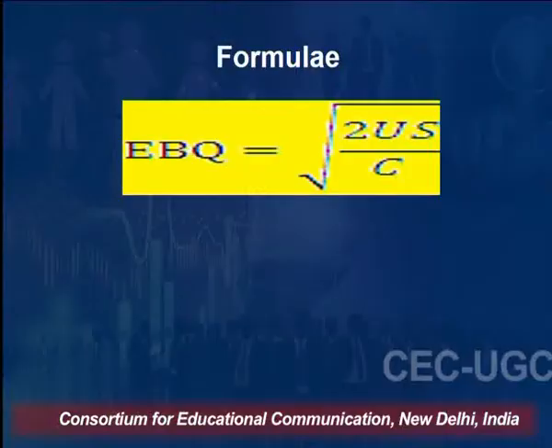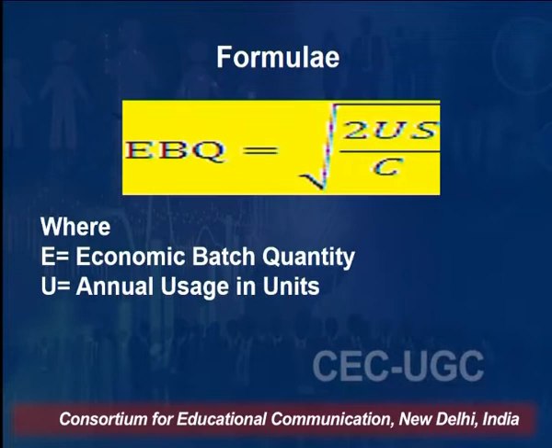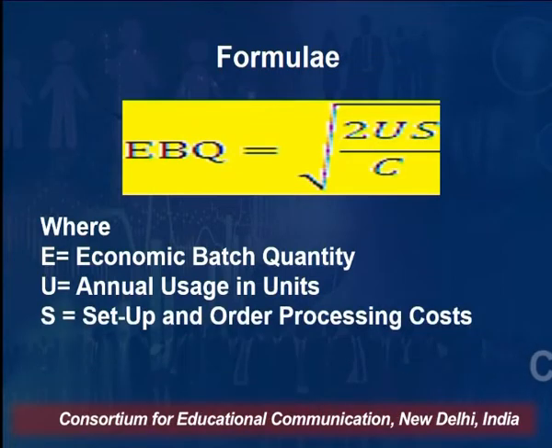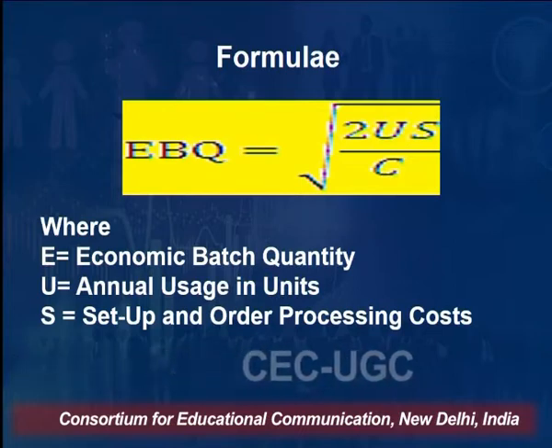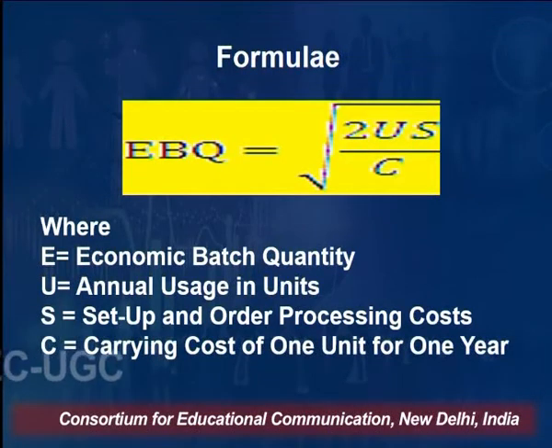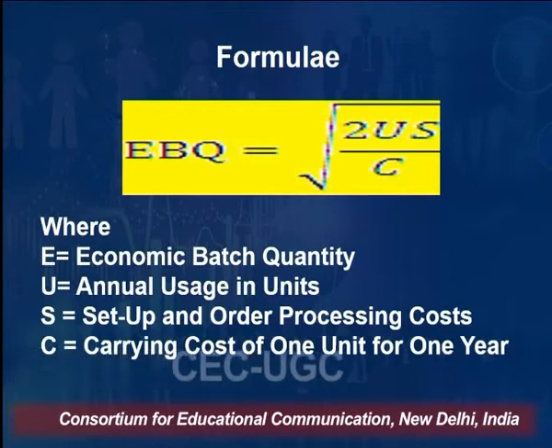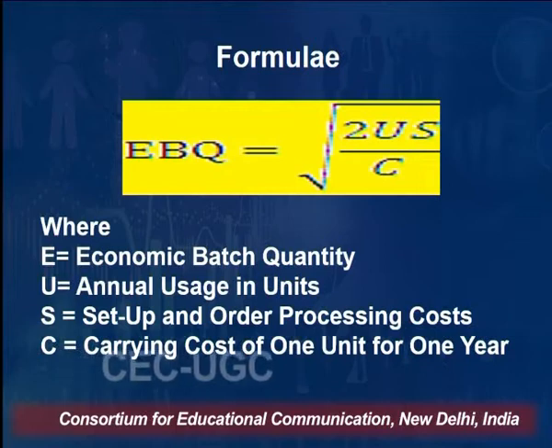Very simple formula is here. EBQ is equal to the square root of 2US divided by C. What is E? That is economic batch quantity. U stands for annual usage in terms of units, and S stands for setup and order processing cost. Whatever is your setup and order processing cost, you will be multiplying with your annual usage in units, and it is to be divided by the carrying cost of 1 unit for 1 year, because while telling you about batch costing, I told you, unlike job costing where the job is done and product is transferred to the person, here we have to maintain the stock as well. So carrying cost of 1 unit for 1 year is taken here to calculate the economic batch quantity.